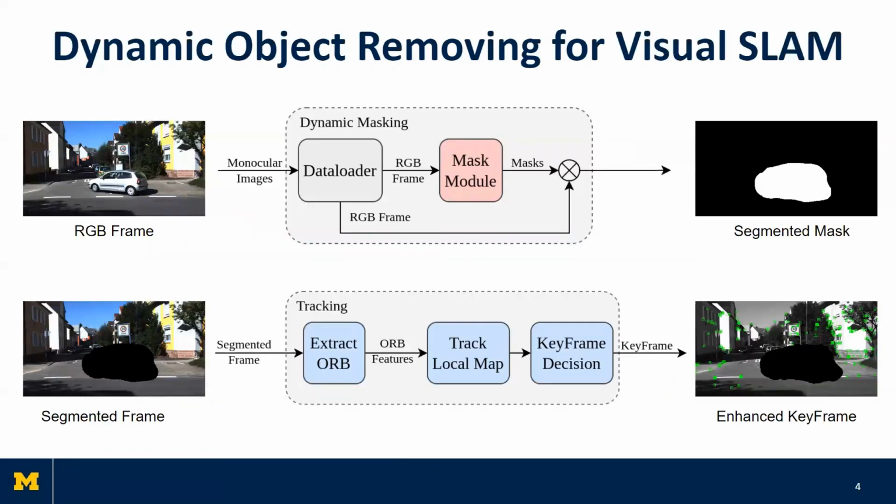The following figures represent the block diagram of Visual SLAM. It mainly consists of a dynamic masking system and the tracking system. The input of the dynamic masking system is the RGB frame. The mask module masks out the dynamic object and gives a segmented mask. The segmented mask combined with the RGB frame gives a segmented frame from which the dynamic object is removed. This is sent through the tracking module to get the enhanced keyframe which can be used to localize the robot.